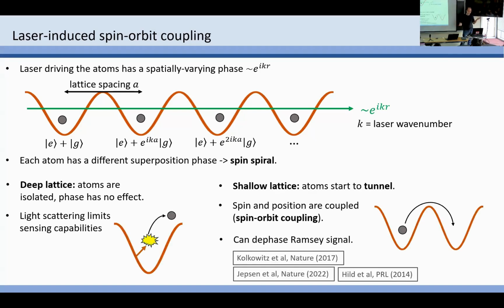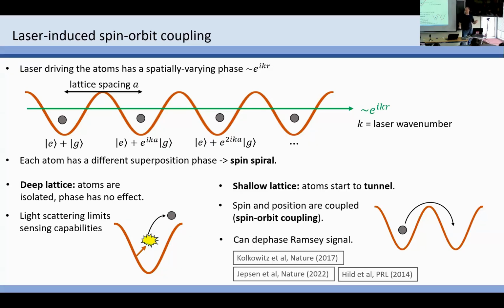Now, if the lattice is really deep and the atoms are isolated, of course, this doesn't have any effect. You can gauge that phase away. But for things like quantum metrology with optical clocks, it turns out that you actually don't want to go too deep of a lattice because you run into issues from light scatter. If you're trapping the atoms really deeply, laser light from your lattice will hit your atoms and kick them out, and that limits coherence times.